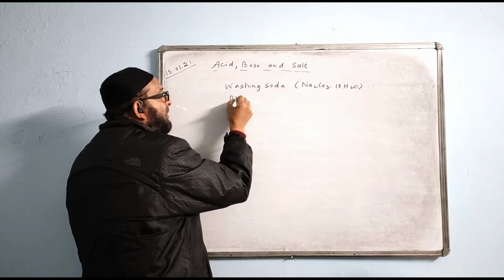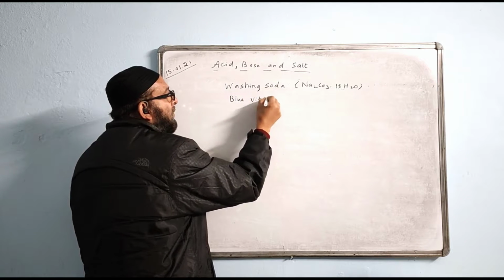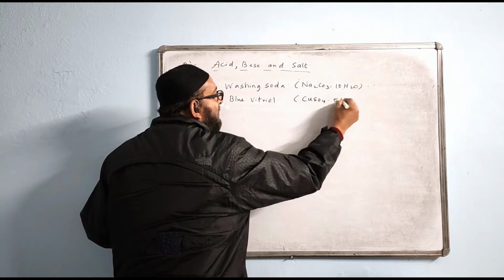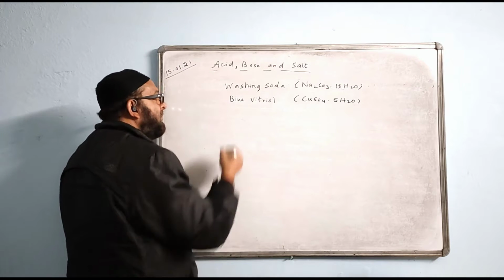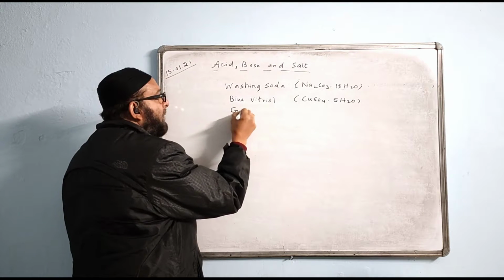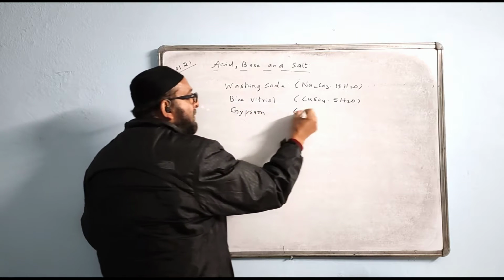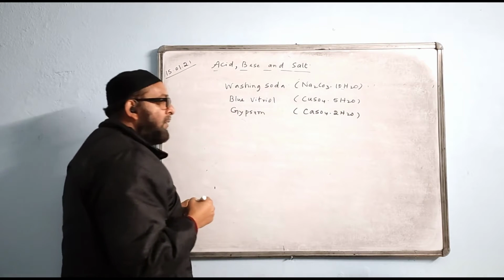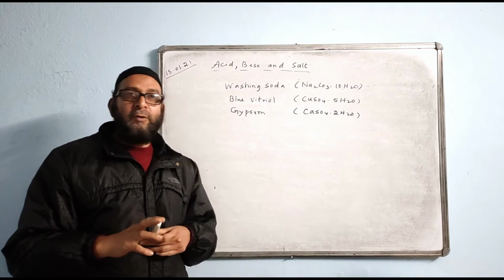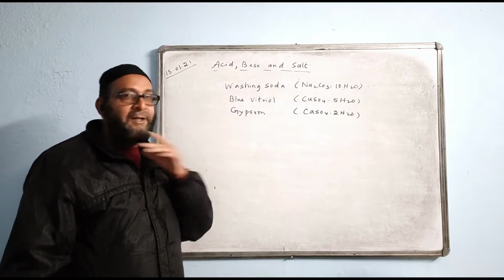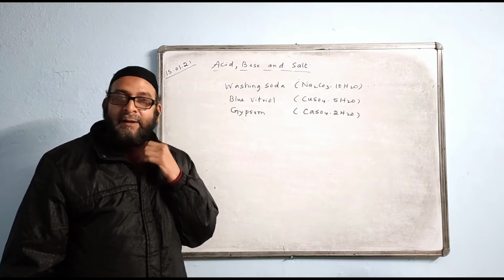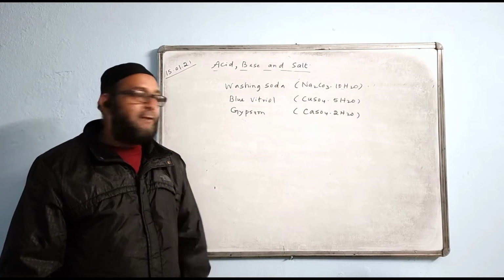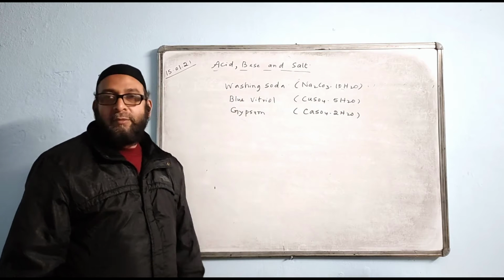Then blue vitriol, CuSO4.5H2O. Green vitriol also, you're right. Then gypsum. Gypsum is CaSO4.2H2O. There are quite many, so it is not only these limited ones. There is gypsum, there is Epsom. There are so many, but only a few you have to know.